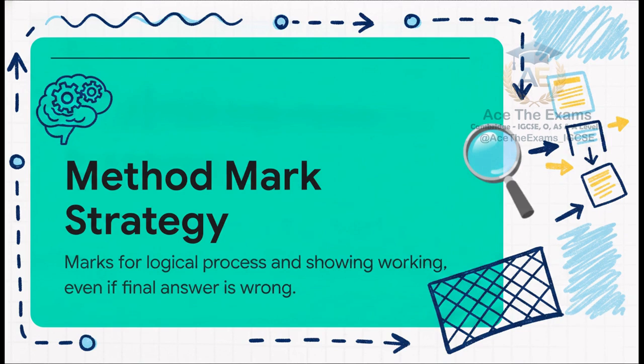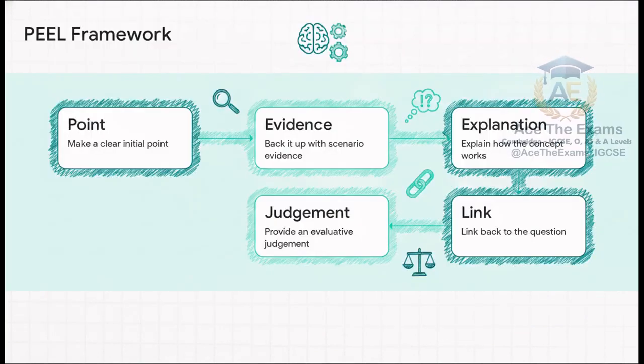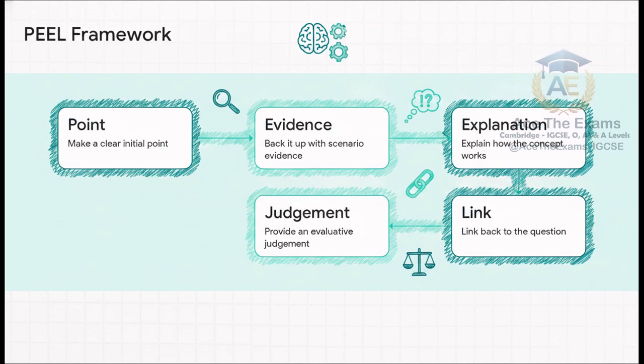When you're extracting information from complex texts and tables, your procedural framework matters just as much as your final conclusion. To guarantee you capture every single one of those method marks, you need a structural architecture for your higher-order assessment objectives. And that is exactly where PEEL comes in. Point, evidence, explanation, link, and judgment.